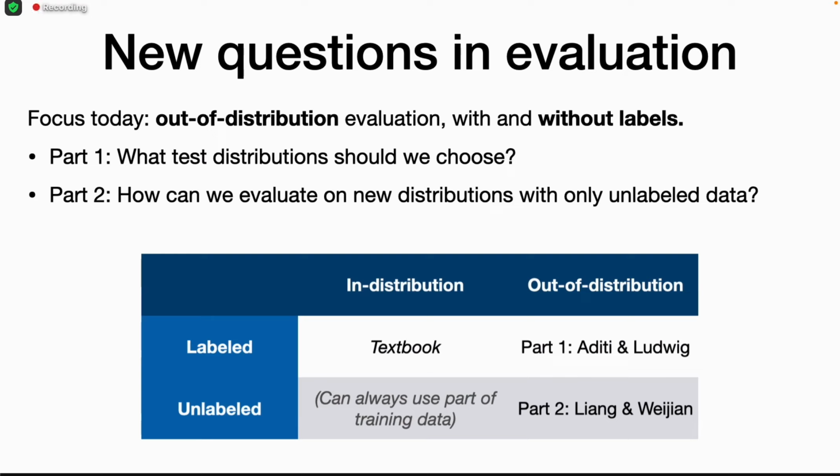In order to illustrate this a little bit with a 2x2 plot, you can think of this tutorial today as one dimension being in distribution versus out of distribution, and the other dimension being labeled versus unlabeled. So the textbook regime that we all know about from ML 101 is in distribution data with labeled examples. In part 1, Aditi and I are going to talk about out of distribution, but we still assume we have labeled data. And then in part 2, Liang and Weijian are going to remove the labeled assumption and are going to look at out of distribution and unlabeled.